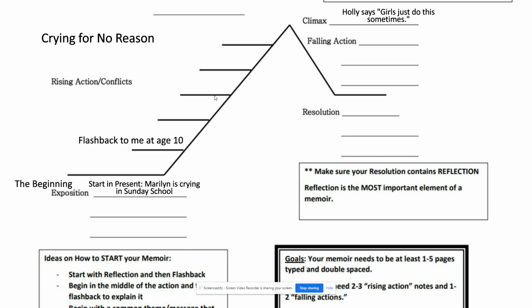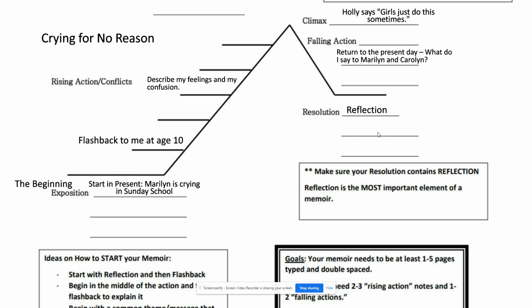The next part of my memoir just kind of describes my feelings and my confusion going through this crying for no reason event. And that leads Holly to tell me that it's okay and girls just do this sometimes. In the falling action, as I get to the end of my story, I return to the present day and make a connection to the event that started my story. And then I have time for resolution, which again, this is your reflection.